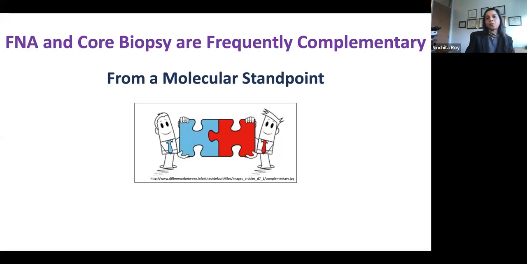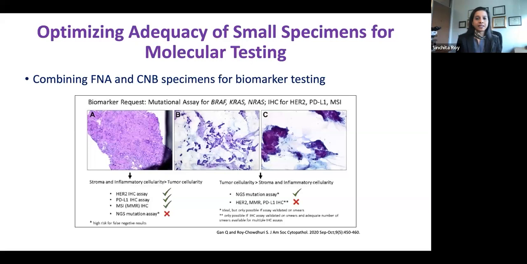Okay, so what I have been trying to emphasize is that from a molecular standpoint, FNAs and core biopsies, we're not competing with each other. They're complementary to a large part. And this is an example of what I mean by that. So this is an example of a case where we got a biomarker request that included a bunch of different genes for mutational assay. We also had requests for IHC biomarkers.